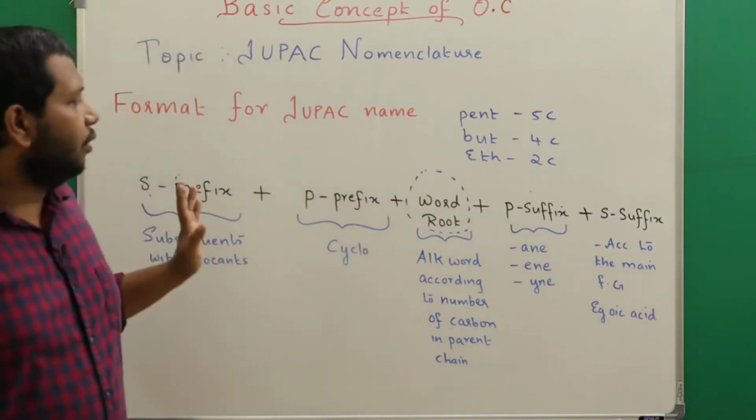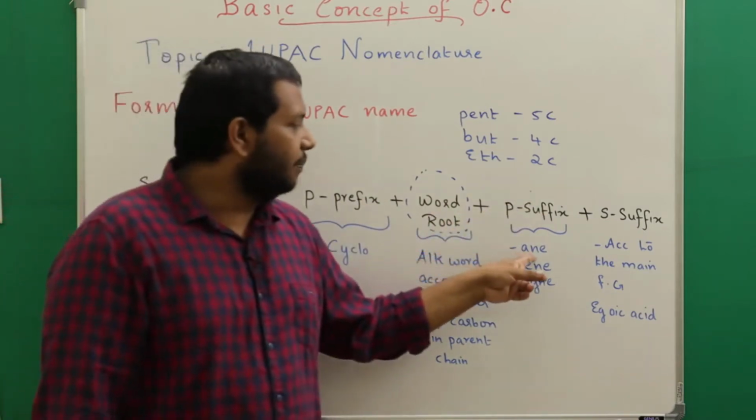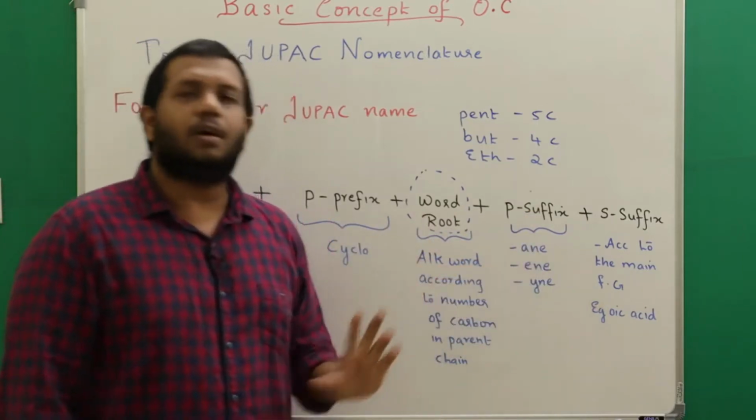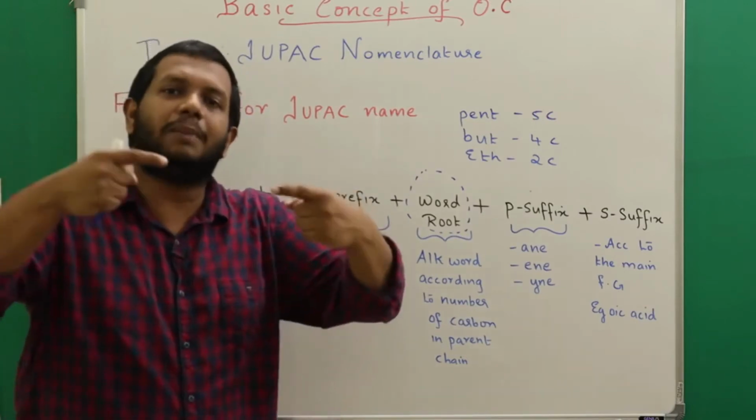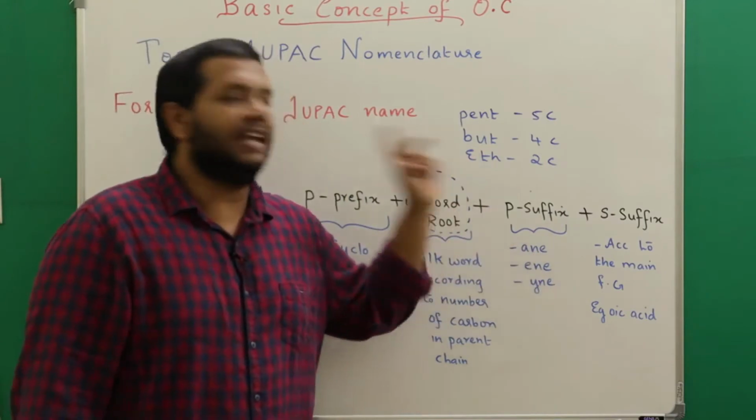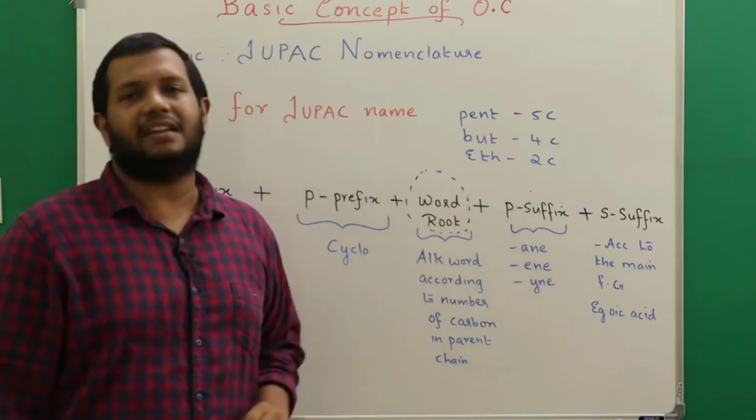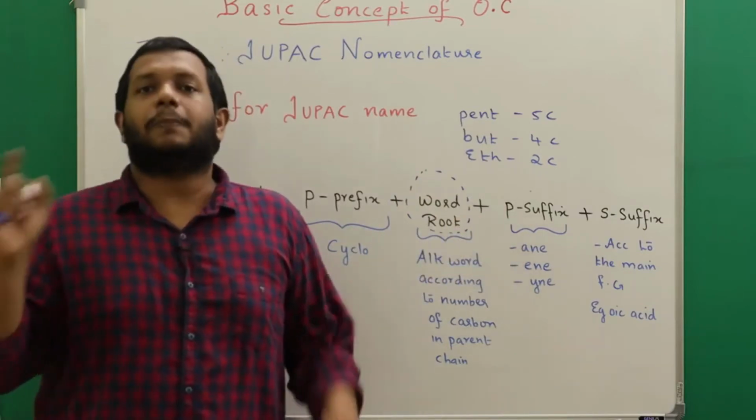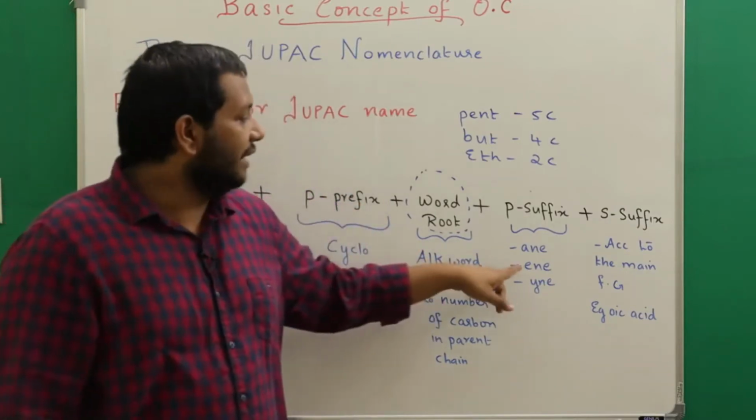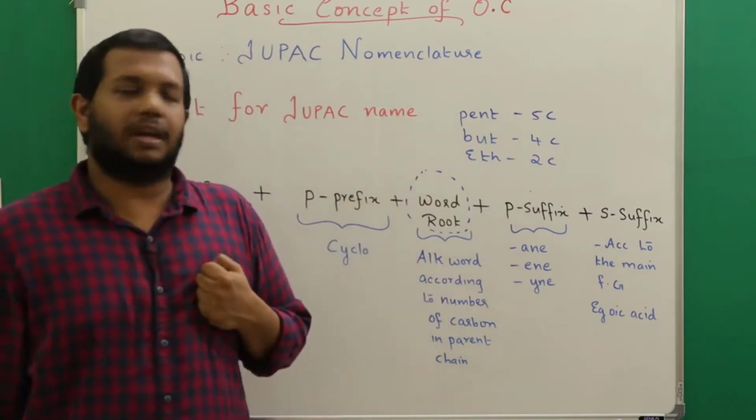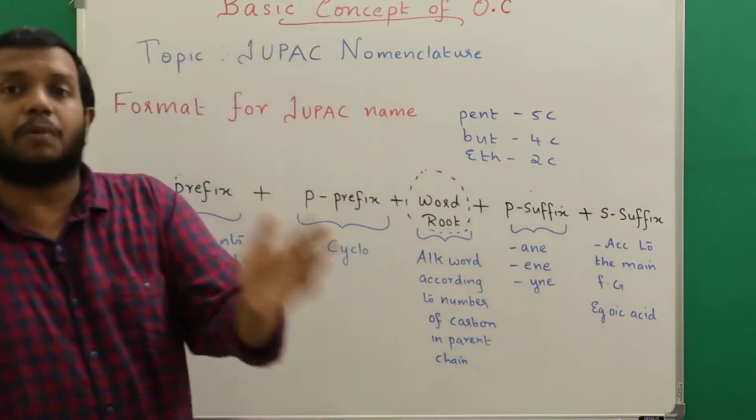Now we will go to what is primary suffix actually. Suffix can be of any types. It can be ane, it can be ene, or it can be yne. That depends. In your parent carbon chain, if the carbons are linked only by single bonds, then we use ane. Suppose it is eth, then I can say ethane. Suppose the parent carbon atoms are linked by double bonds, then we say ene, then ethene. Sometimes by triple bond we say ethyne. There can be a case where single bond, double bond and triple bond will all be there.